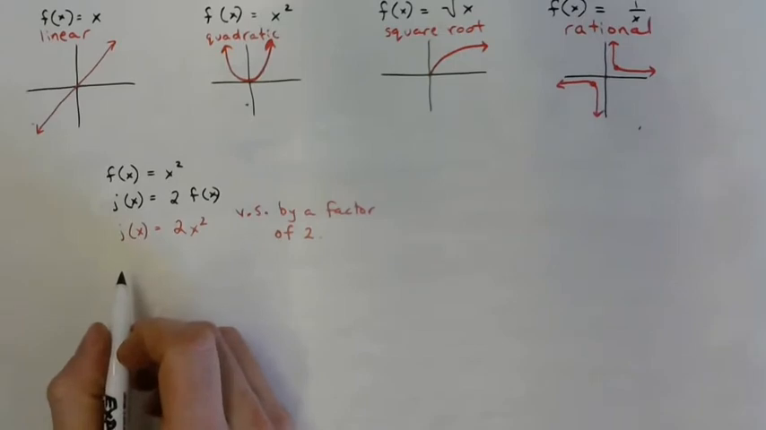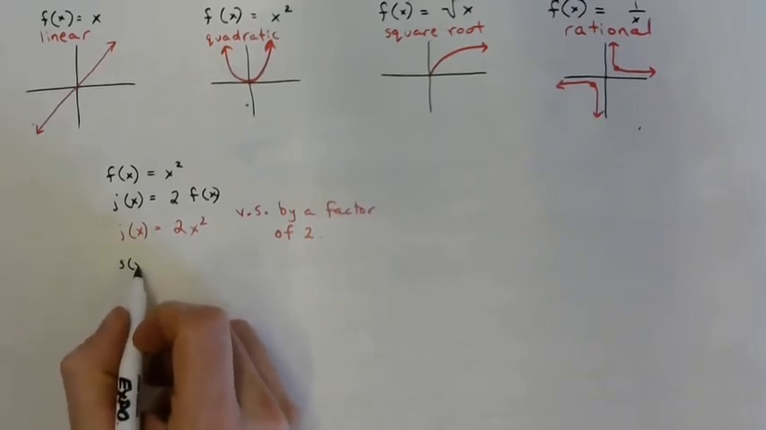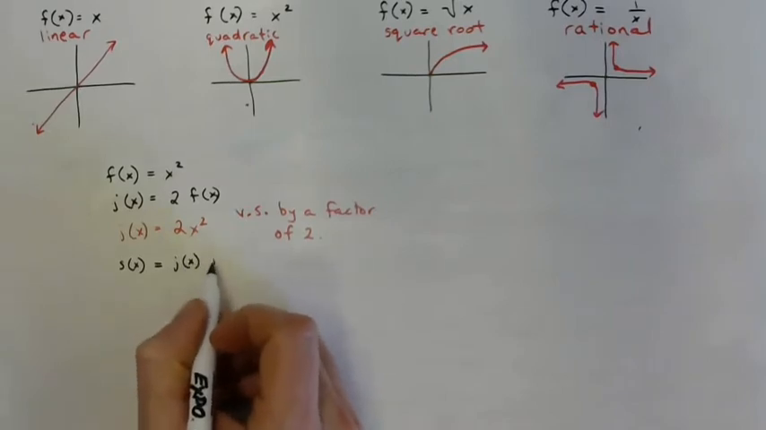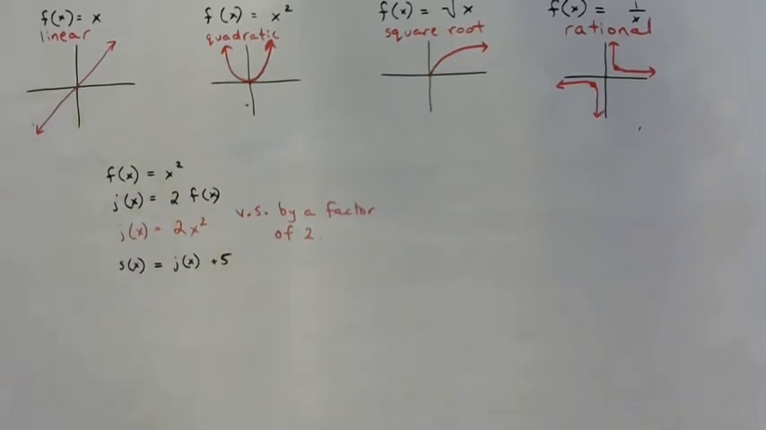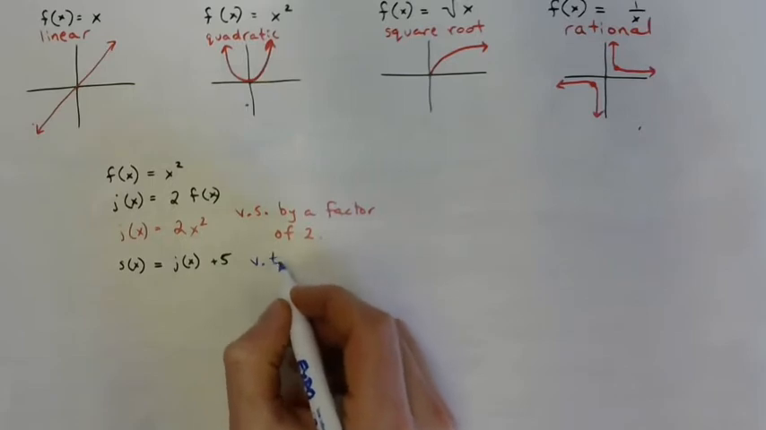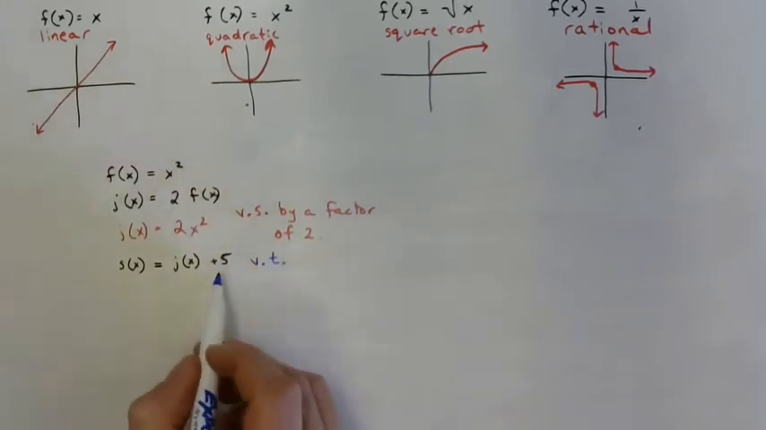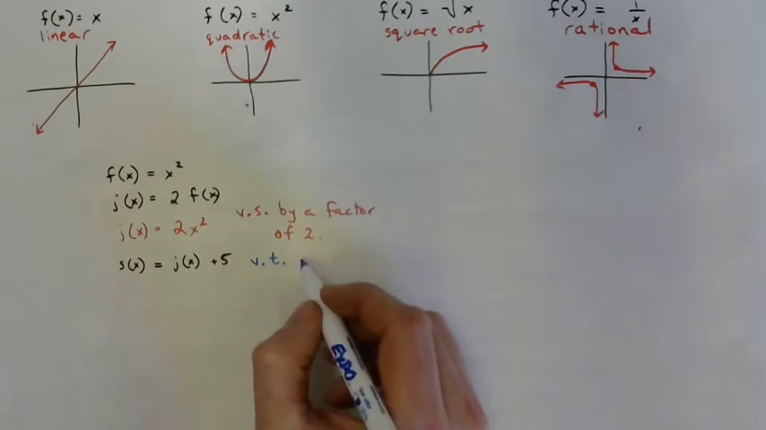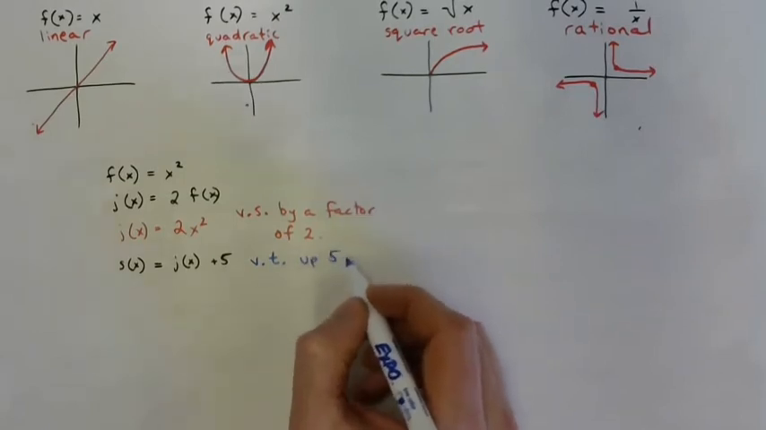All right, the next transformation that's happening here is s of x, and it says to take j of x and add 5. What type of transformation is that? Careful. Vertical translation. It's just moving. You're just adding 5 to the value of every single point. You're not multiplying it by anything. You're just moving it up. Vertical translation up 5 units.